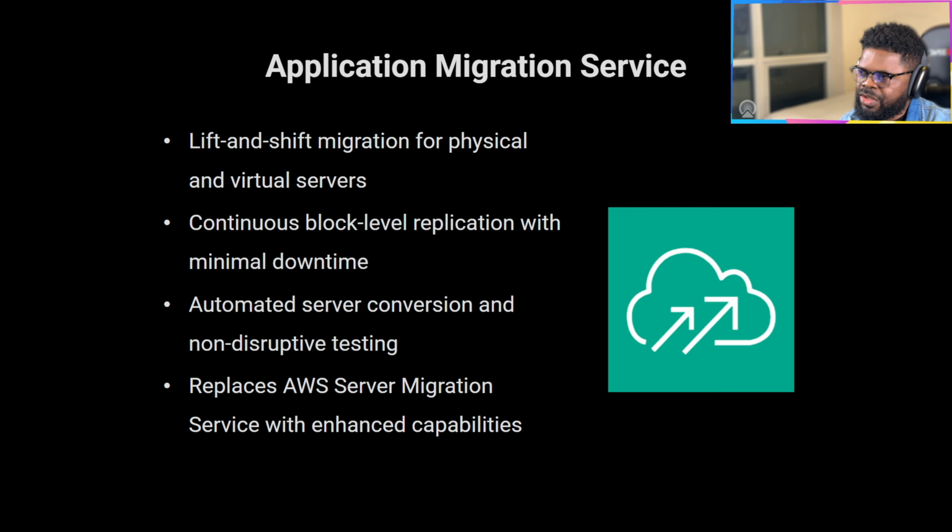So it does continuous block level replication with minimal downtime, automated server conversion and non-disruptive testing. So the whole idea is that it takes the exact server that you have, it creates a replication stage, and if you're good with whatever is happening from the testing, you can do a cutover to what your exact server spec should look like. So it does all the planning for you, and it's a very painless process, right? You just install the agent, and that's easy for one machine, but when you have so many machines that you want to move, that's why there's this service.